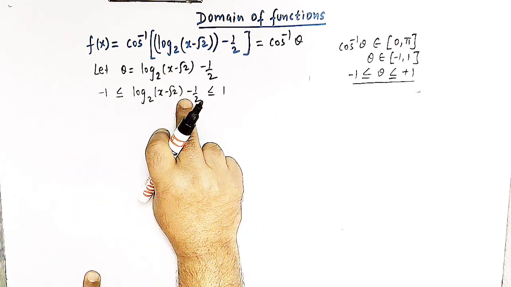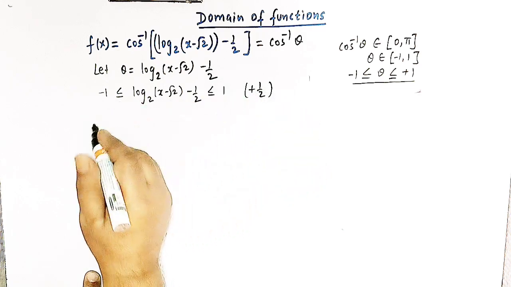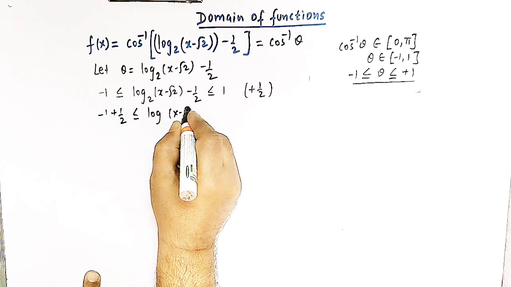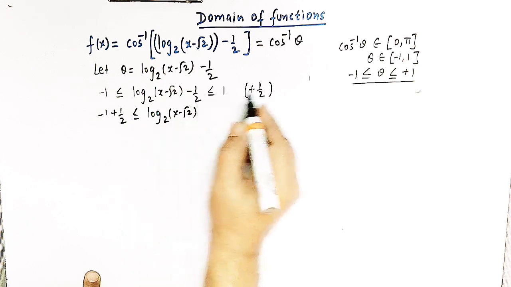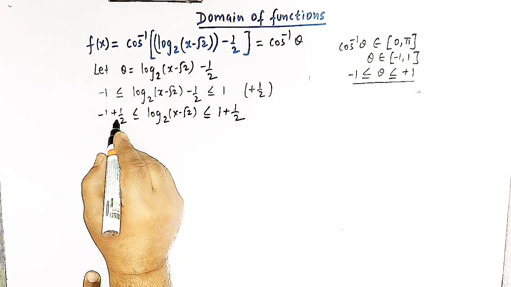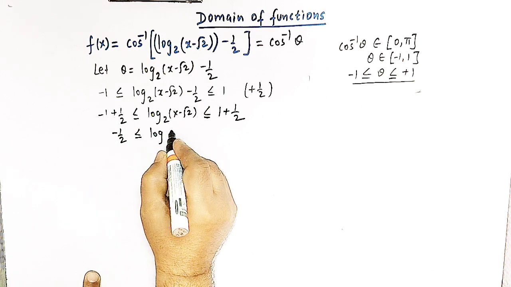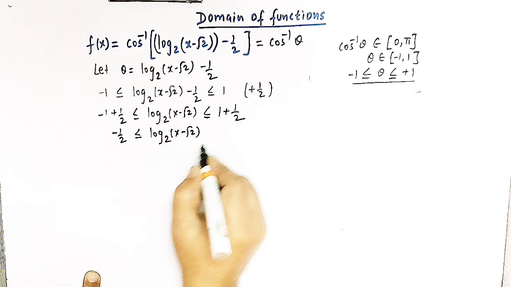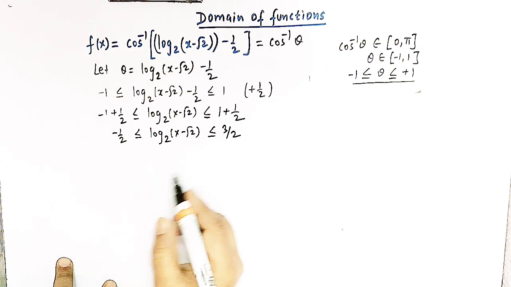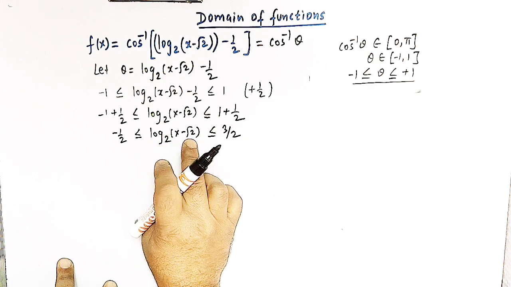So here we have minus half. So let us add half to this inequality throughout. So we have minus 1 plus half, and here we have log x minus root 2 to the base 2, and here half and minus half get cancelled, and here we have 1 plus half. So minus 1 plus half is minus half, and here we have log x minus root 2 to the base 2, and this is 3 over 2, right?